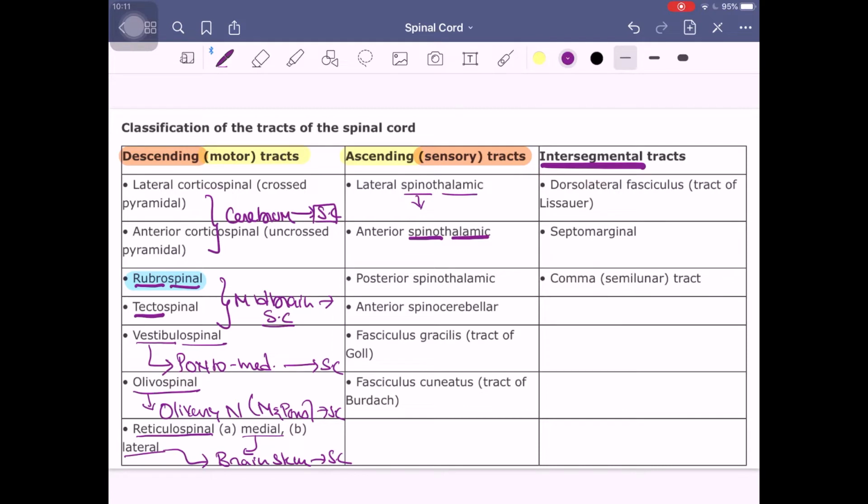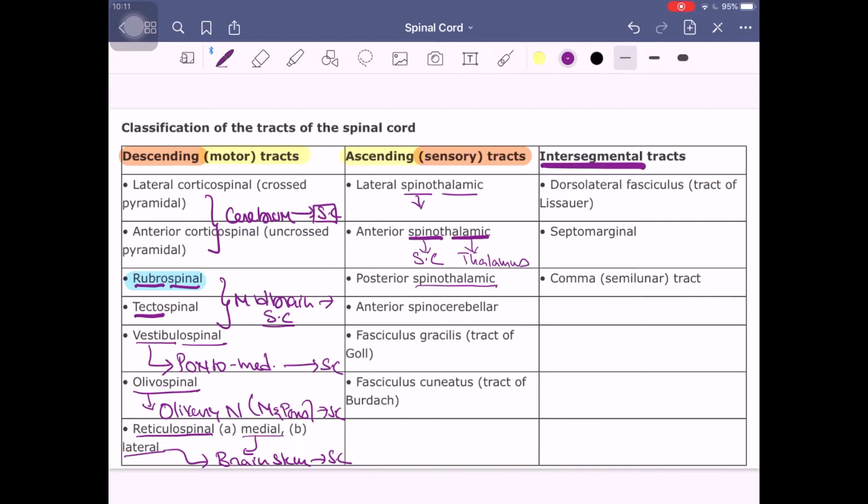So when I say spinothalamic tract, it is from the posterior horn of your spinal cord to one of the nuclei. It is called the ventroposterolateral (VPL) nucleus, but right now we can remember this as the thalamus. Thalamus is a part of your diencephalon, if you remember from the previous class.